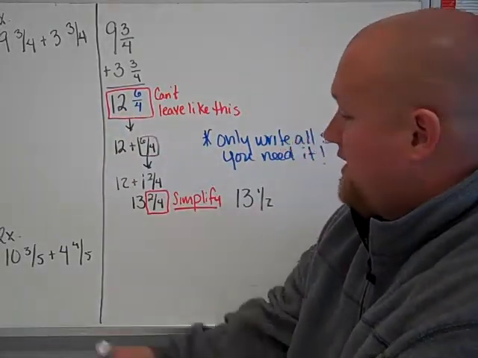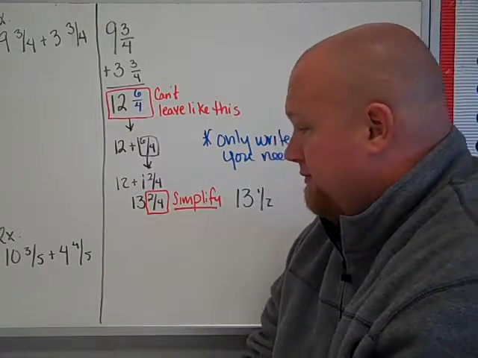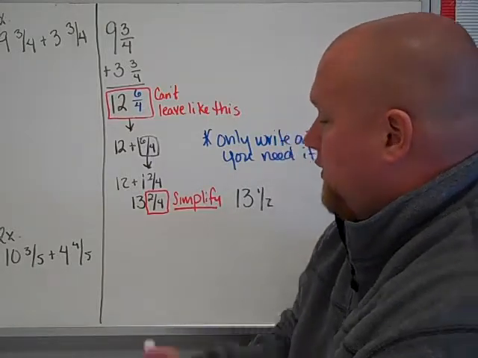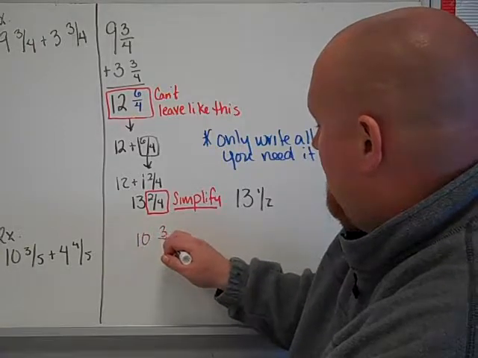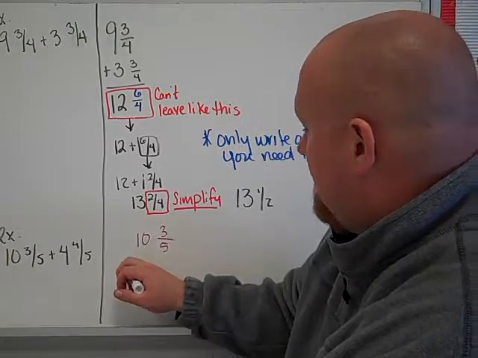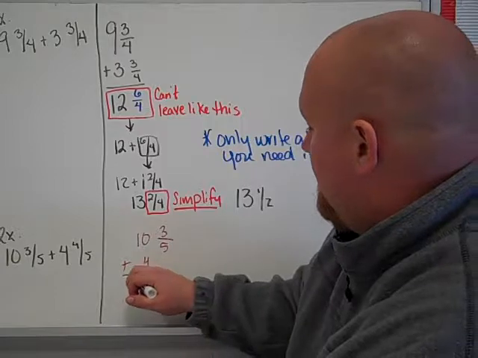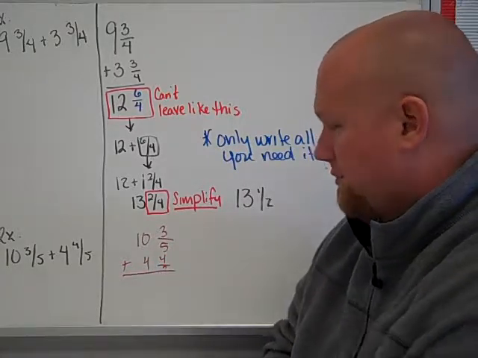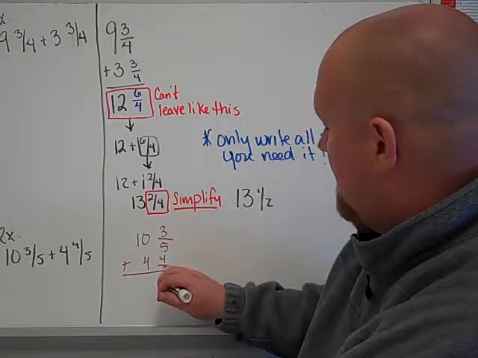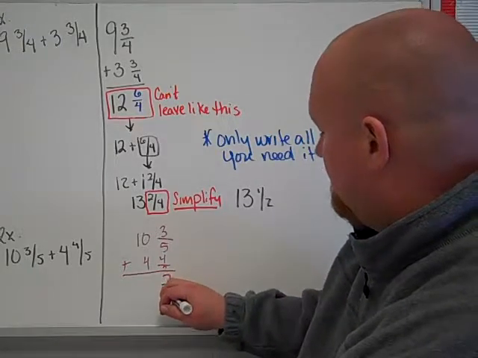Alright? Now I have an example we're going to do together. 10 and 3/5 plus 4 and 4/5. First thing I'm checking for, guys, are the denominators the same? Yes, they are. I'm good to go.